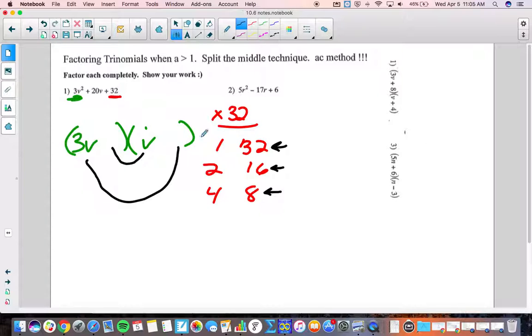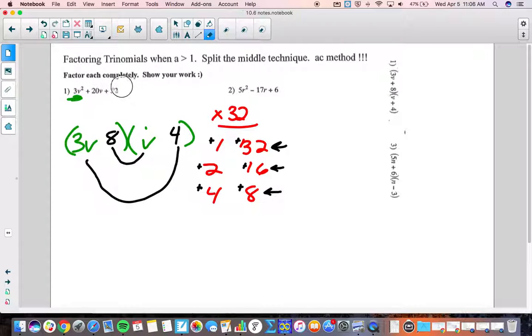And by the way, now it matters if I'm choosing 1 and 32. It matters if I put the 1 here or the 32 here. Because if I put the 1 here, it's getting multiplied by v. If I put the 1 over here, it's getting multiplied by 3v. So you basically just guess and check. I'm just going to play around with this and put the 8 here and the 4 there. And by the way, that's a positive 32. So that means either both numbers are positive or both numbers are negative.